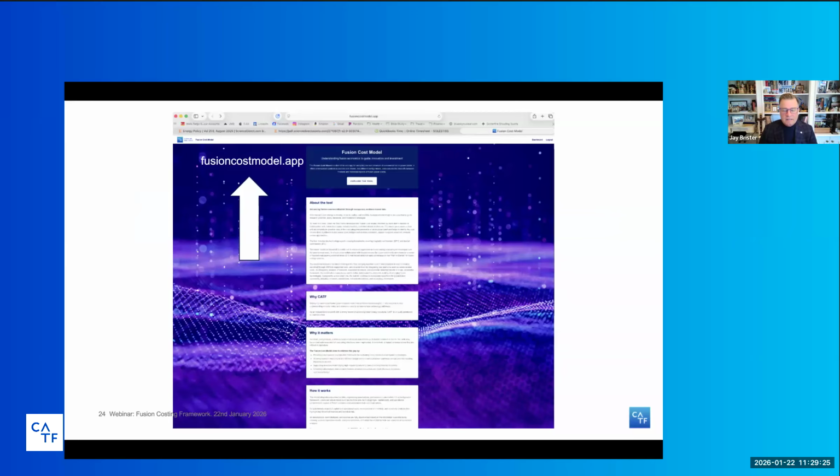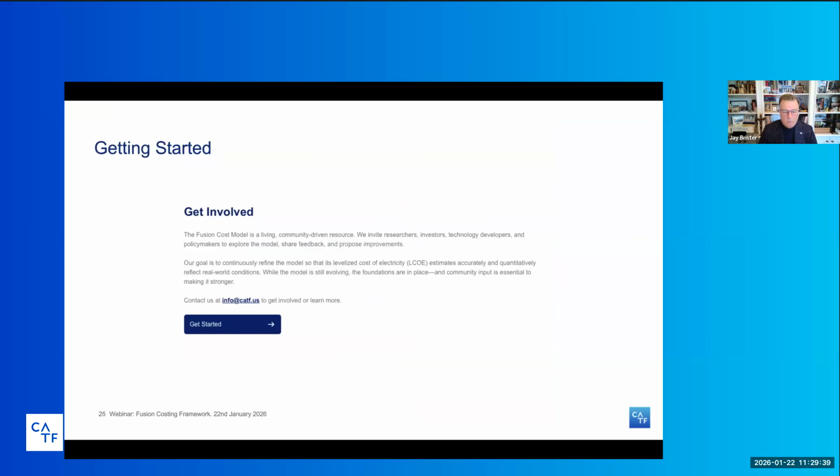So when you get to the site, this is what you're going to see. Again, just fusioncostmodel.app. It's easy to remember. And when you get to the homepage for the cost model, next slide, Jack. When you get down to the bottom, you'll see a Get Started button here to get you into the application.